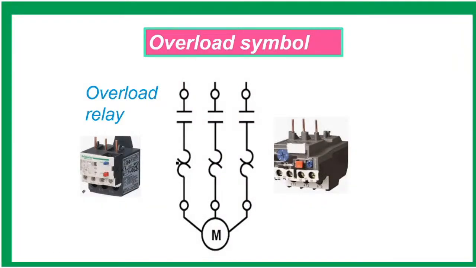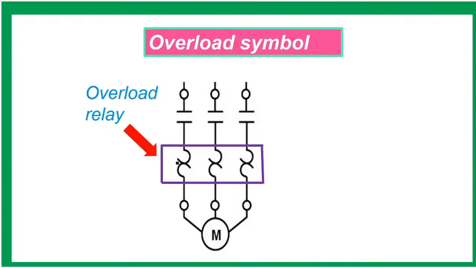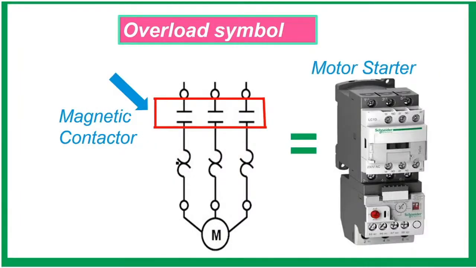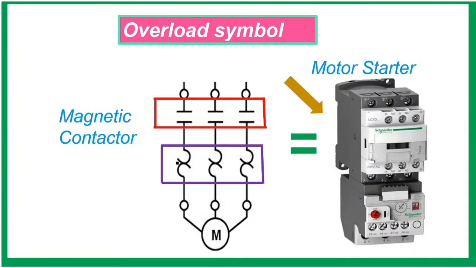Our tutorial for today is what is an overload relay. A thermal overload relay is designed to protect the motor in case of phase failure or overload. The thermal overload relay does not directly shut down the load. Instead, it triggers one or several auxiliary contacts, which then disconnect the motor. An overload relay is paired with a magnetic contactor to form a motor starter.